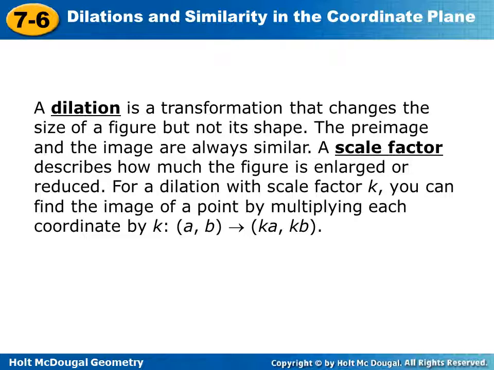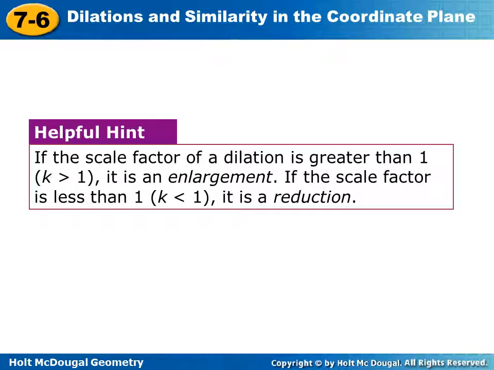For a dilation with scale factor k, you can find the image of a point by multiplying each coordinate by k. So the point (a, b) would go to the point (ka, kb). If the scale factor of a dilation is greater than 1, then it's an enlargement. If the scale factor is less than 1, it's a reduction.